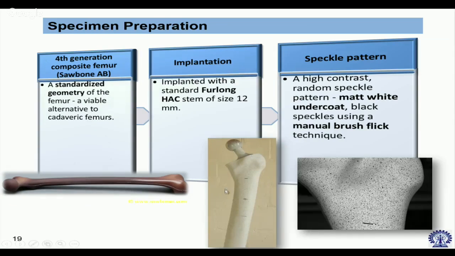And you can see how nicely this white paint and subsequently the speckle pattern, high contrast random speckle patterns, are on the white paint. Remember, I forgot to mention, the white paint has to be matte finish so that there is no reflection of light. Reflection of light will completely jeopardize your results because it's an optical method, okay? There's a light source which will be impinging on the specimen, right? So matte white paint is very, very important here.